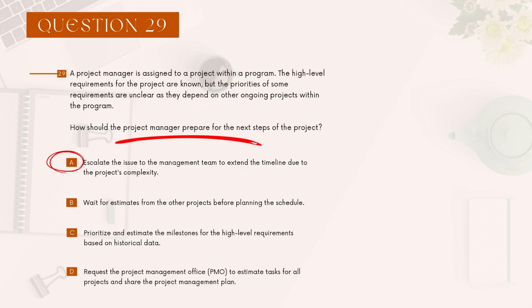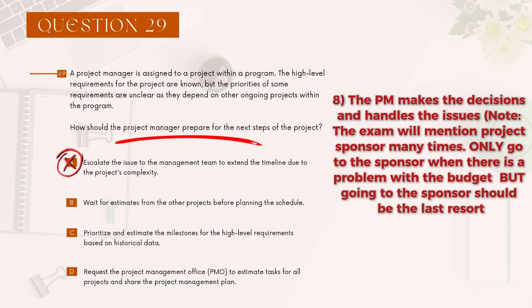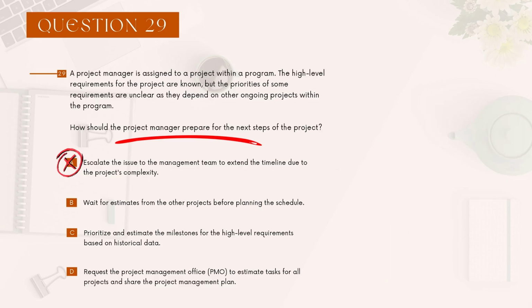A, escalate the issue to the management team to extend the timeline. So we don't do that, but let's just read it. Okay, so there's two things wrong with that. Number one, we don't escalate things. This is principle number 8. Number 2, if we extend the timeline, that means that we are delaying the project. Remember, anything that gives an indication that the project is going to be delayed should be eliminated. So when the question mentions delay, extend, postpone, or if they say something like, we have a problem, let's wait until the end of the sprint, eliminate that right away. B, wait for the estimates from the other projects before planning the schedule.